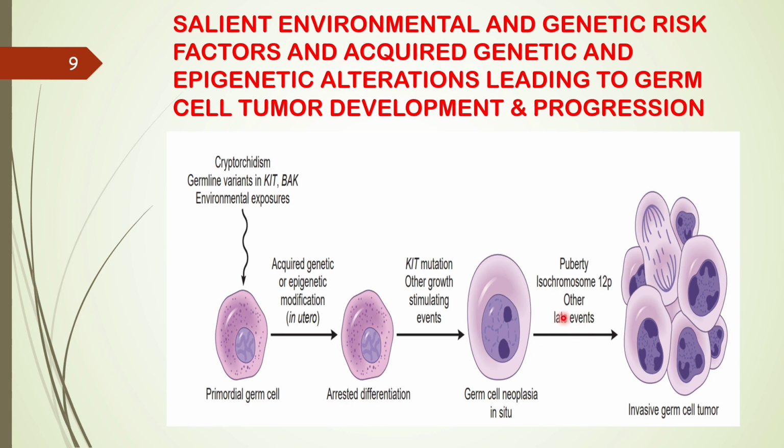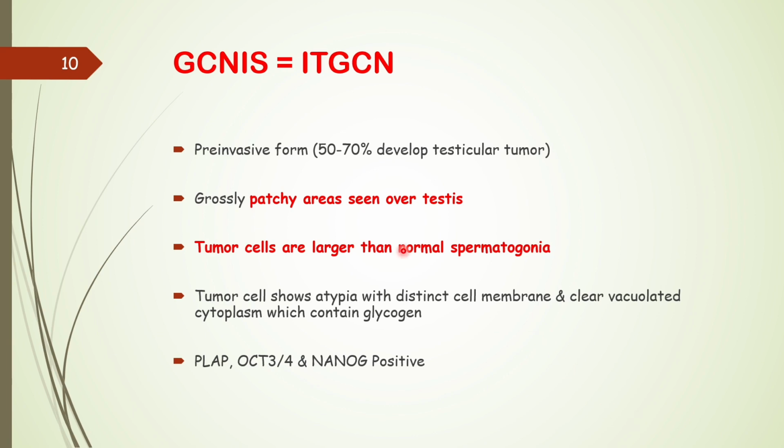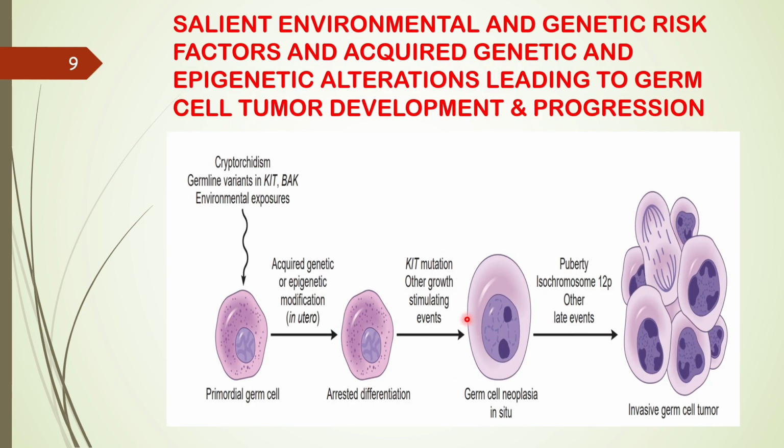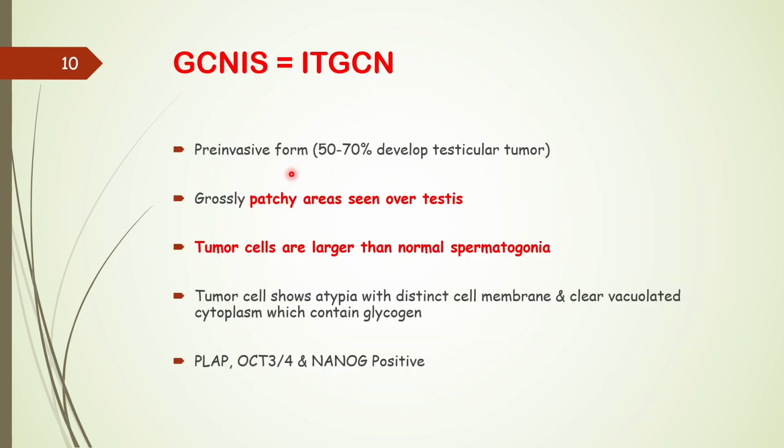And if there is another late event in pubertal life, if there is isochromosome 12p development, then an invasive germ cell tumor could develop. So this is the role of certain risk factors that ultimately lead to development of invasive germ cell tumors. So what is germ cell neoplasia in situ, or intratubular germ cell neoplasia? It is a pre-invasive form. 50 to 70% of testicular tumors develop from this germ cell neoplasia in situ. Initially, the patient will have a pre-invasive tumor for many years, might be up to 5 to 7 years, and gradually they develop invasive tumor.